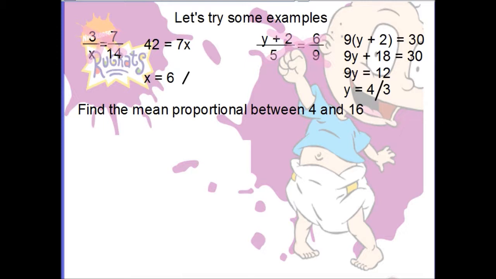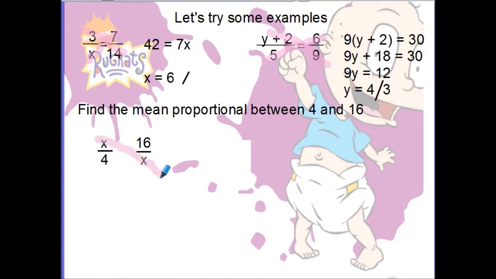For our last example, we're going to find the mean proportional between 4 and 16. The mean proportional is when either the means or the extremes are exactly the same. I'm going to let my extremes be the same. The extremes are the first and the fourth term. For our other two numbers, they go in as the means, my second and third term. Once again, we need to cross multiply.